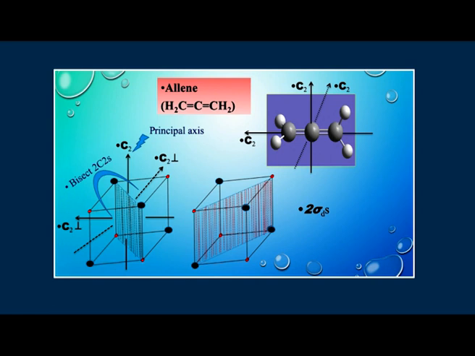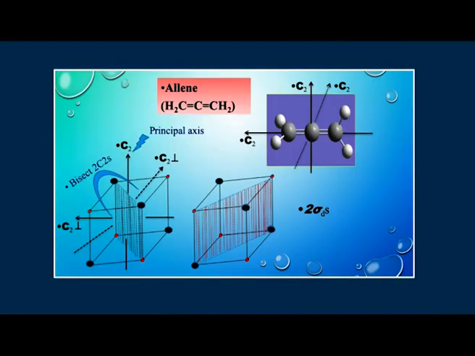Like in CH4, the allene has 3 perpendicular C2s as can be seen, and also 2 sigma Ds, that is 2 dihedral planes. Let us recall the condition for a sigma D. The dihedral plane of symmetry is the plane that contains the principal axis and also bisects the angle between the 2 similar C2 axes adjacent to it. Is it true here? Here there are 3 C2s, hence the principal axis is C2 itself.